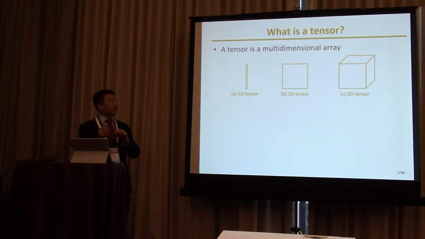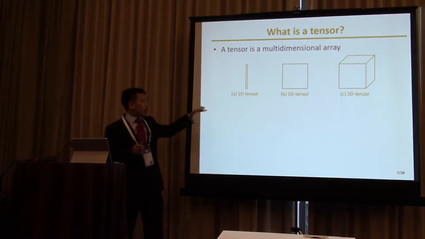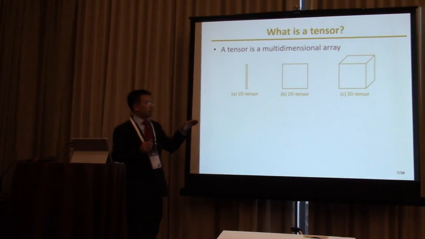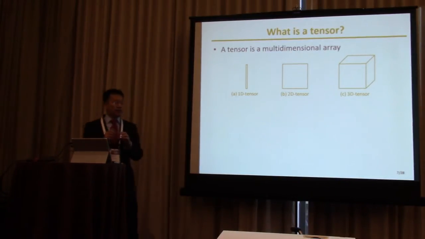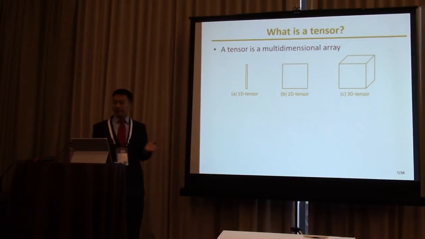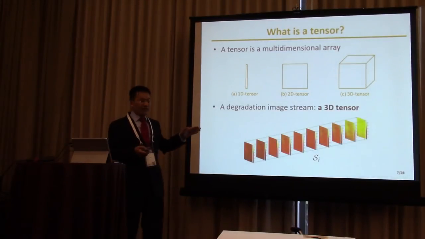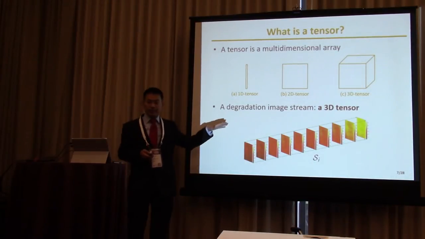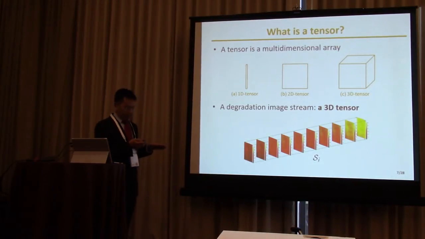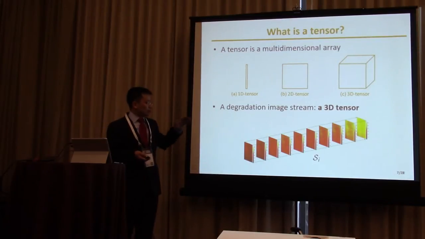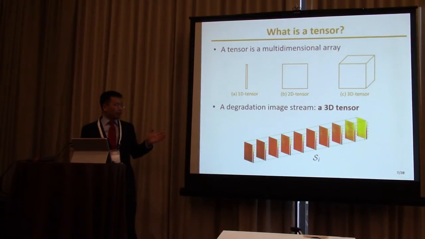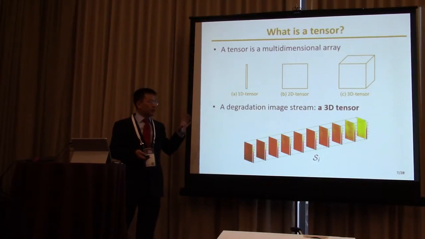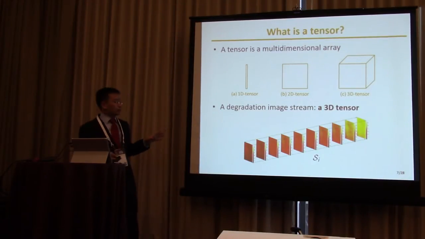Basically, a tensor is a multi-dimensional array. For example, a one-dimensional tensor is a vector. A two-dimensional tensor is a matrix. And a tensor with three and higher dimensions is called a high-dimensional tensor. So the degradation image stream we introduced here is a three-dimensional tensor. Now, you know what a tensor is. Let's look at how to use the tensor to build a location-scale regression model.